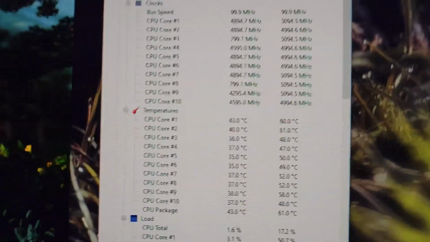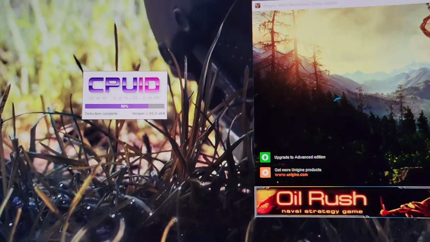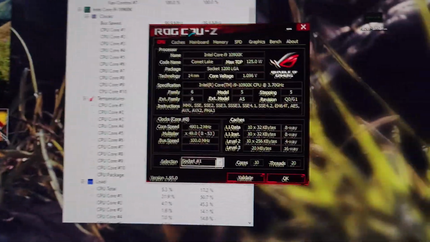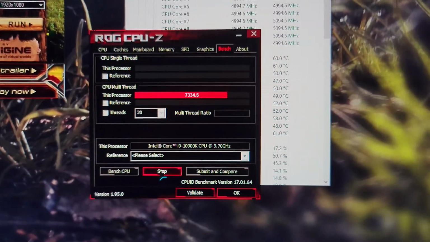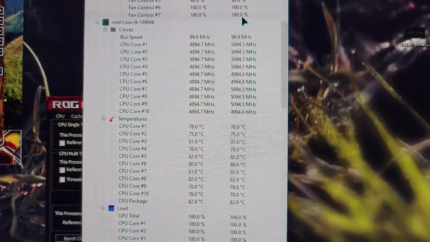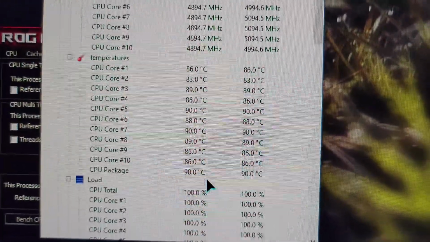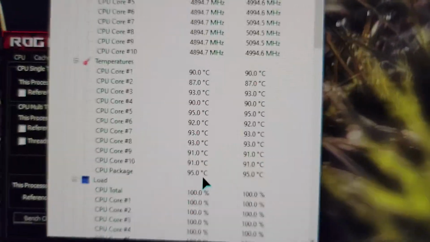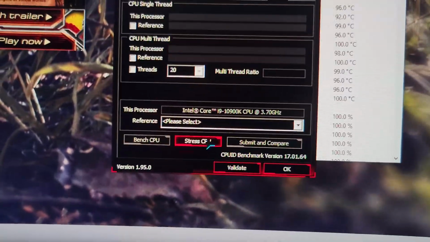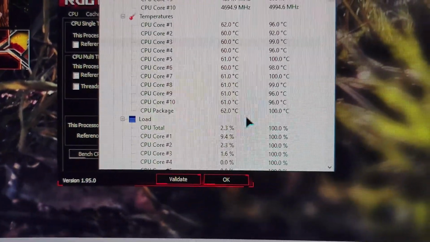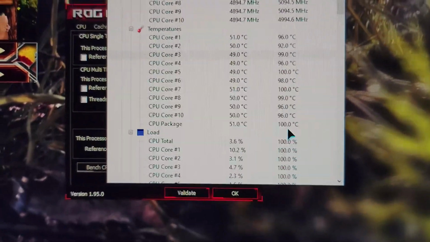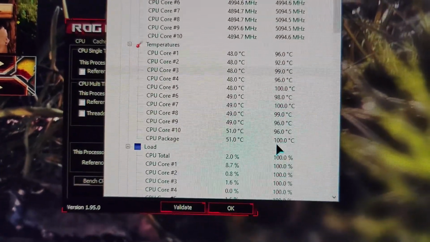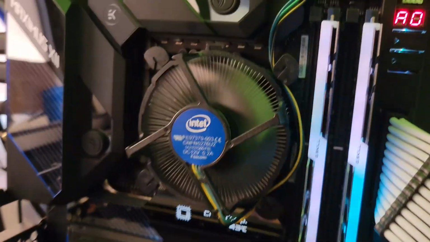Well, this is not really it. Let's stress the CPU. Stress it. Go bench. So temps are going up to 93, 95, 96, 98. And this is when I'll stop it because that is too much. Max temps 100 degrees Celsius. That is very, very hot for this little cooler.